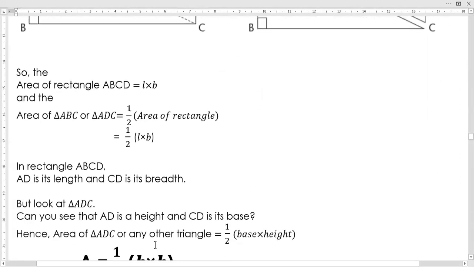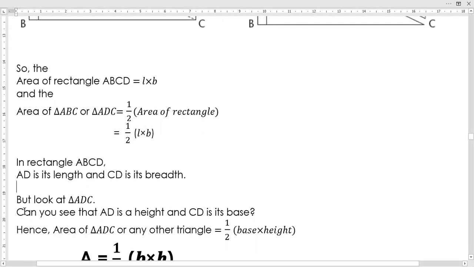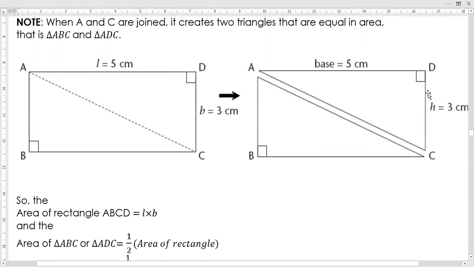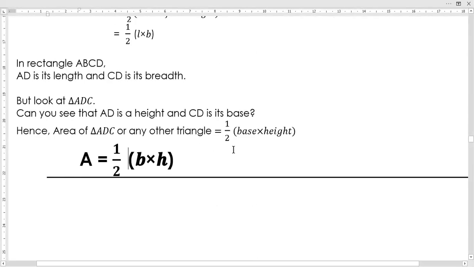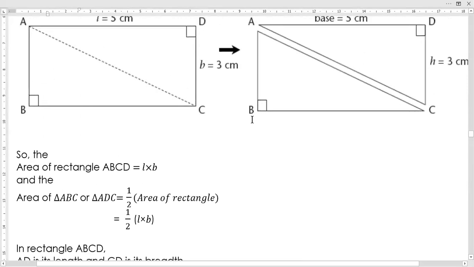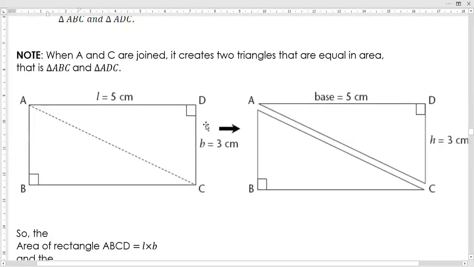Okay, so what's going to happen now is the height, which is 3, and the base, which is 5, gets multiplied by half of the rectangle. Okay, so that is actually how we get the area of a triangle. So we've got area of a triangle is half base times height. So it's basically like saying it's a rectangle's formula, but just cut in half.